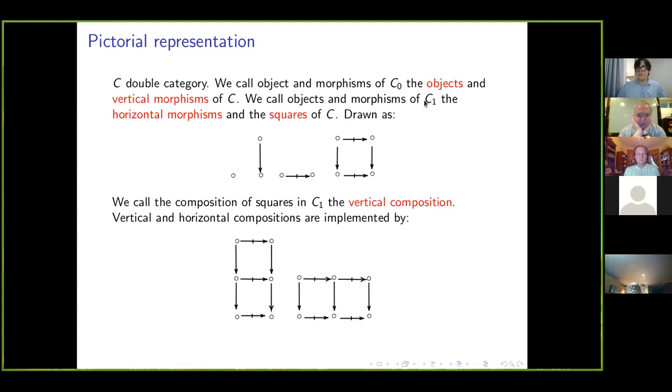And we have operations. So we call the composition of squares in the category of morphisms of our double category C the vertical composition. We also have horizontal composition. So we have a bunch of diagrams like this, and we have a vertical and horizontal composition. And we implement this with this pictorial calculus as concatenating vertically, this is the vertical composition, and concatenating horizontally, this is the horizontal composition. So it's easier to think of double categories as a bunch of diagrams that you can compose like this.